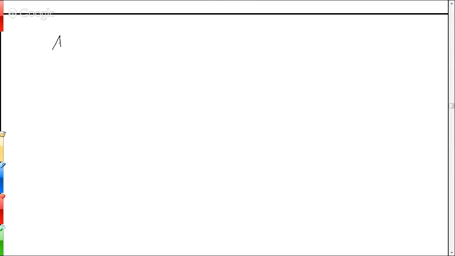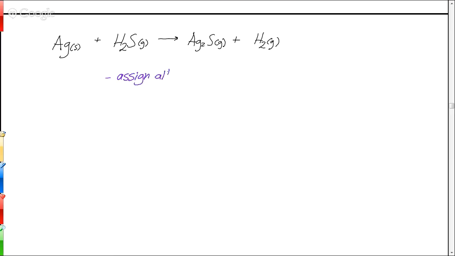Okay. So let's say that silver metal reacts with hydrogen sulfide gas to produce silver sulfide and hydrogen gas. All right. The question is, assign all oxidation states, determine what is reduced or oxidized. Something like that.